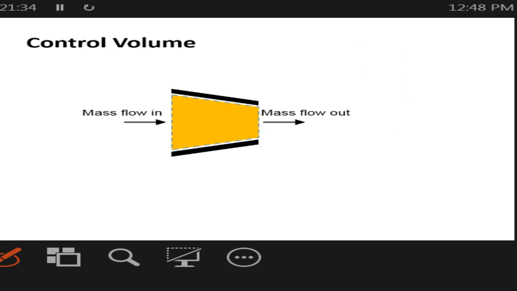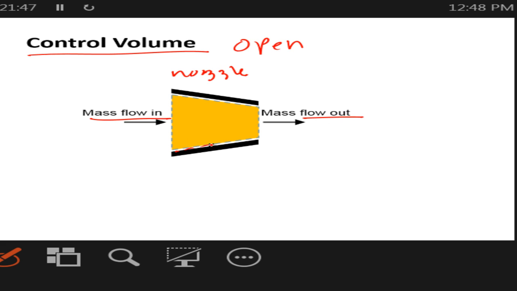Control volumes are open systems, so they can have mass coming in, mass coming out. So here is a nozzle, and it has a dashed line indicating this is my region of focus. Often our control volumes are fixed regions in space, and we have flow in and flow out. So that's an open system. We use control volume analysis. In this case, it's probably not that the mass inside the control volume changes with time, but it could.